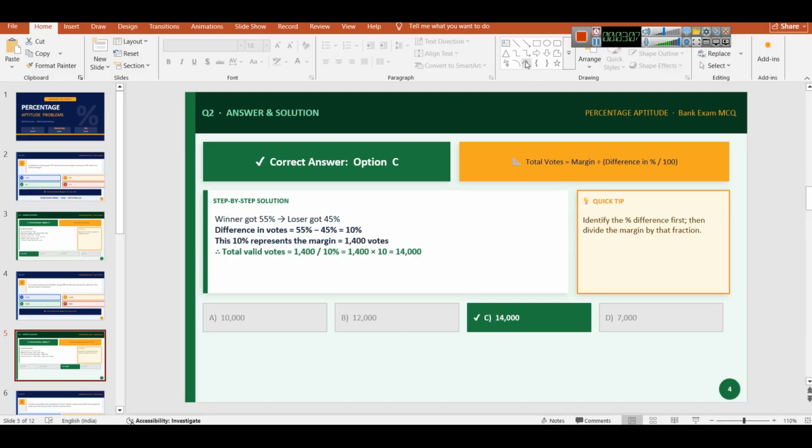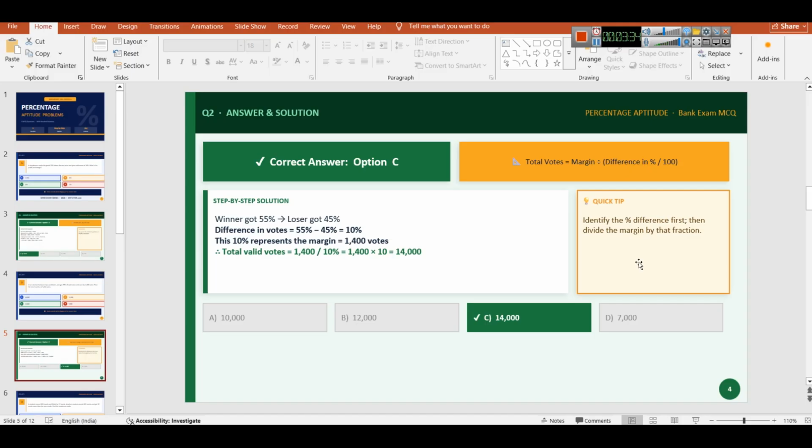Okay. So here you have to understand. Now when we know the margin is 1400 and the difference in votes is 10%, total valid votes will be 1400 divided by 10%, that is 1400 into 10, simply we can say. Margin divided by difference in percentage into 100. This is what you can apply.